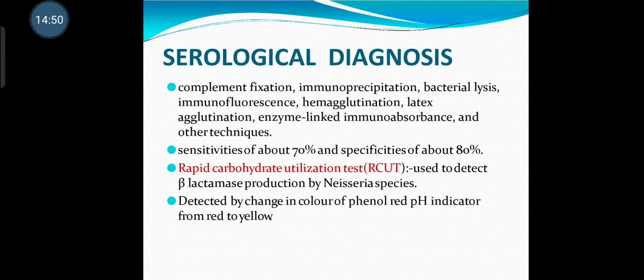Rapid carbohydrate utilization test, RCUT test. It is used to detect beta-lactamase production by Neisseria species. It is detected by a change in the color of the phenol red pH indicator from red to yellow.